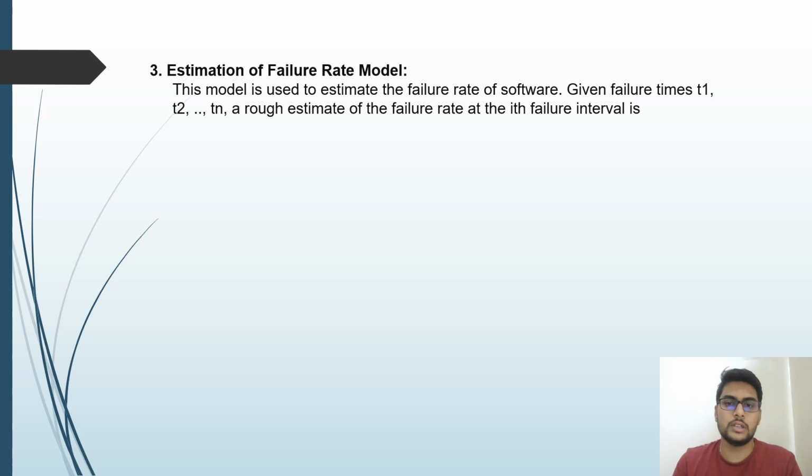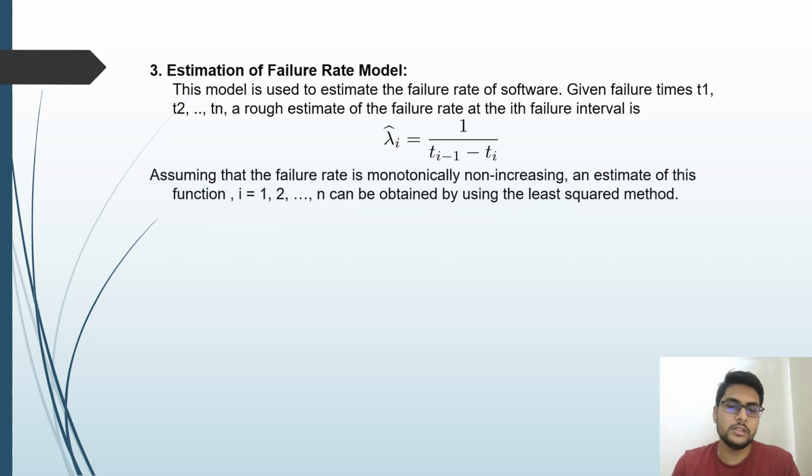Estimation of failure rate model. This model is used to estimate the failure rate of software. Given failure times T1, T2, up to Tn, a rough estimate of the failure rate at the ith failure interval is lambda i bar equals 1 by (Ti minus Ti minus 1). Assuming that the failure rate is monotonically non-increasing, an estimate of this function for i equals 1, 2, up to n can be obtained by using the least squares method.